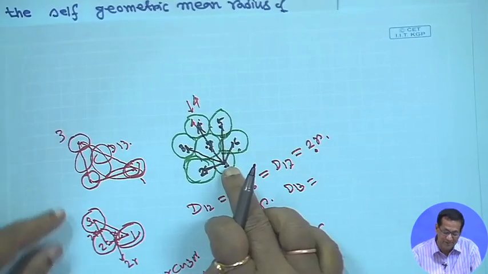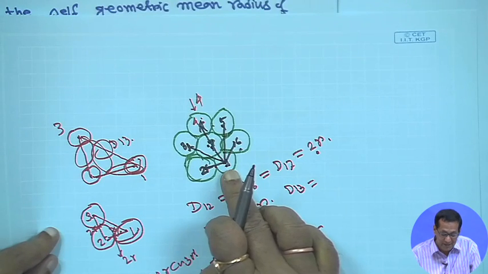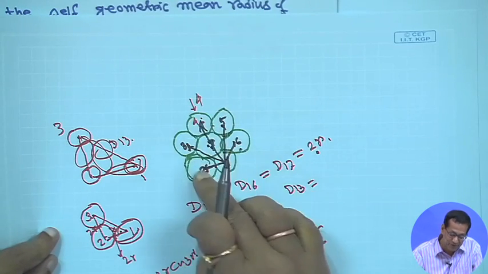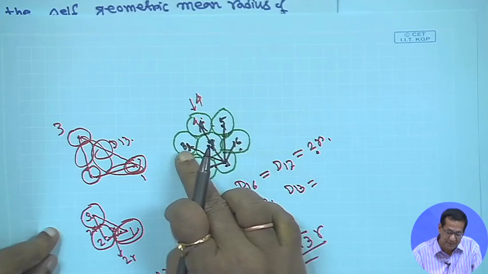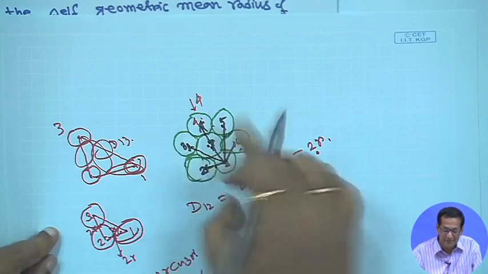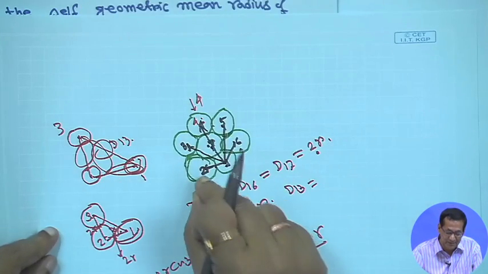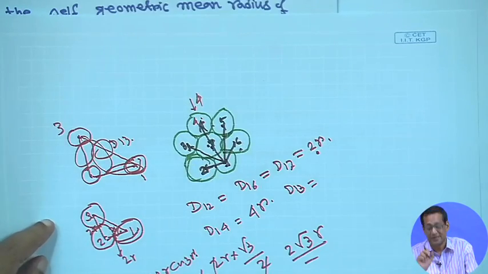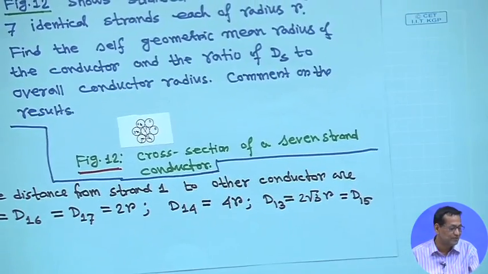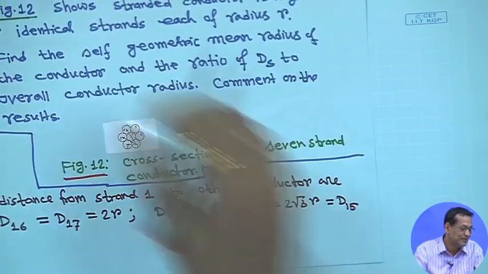Similarly, this is for when you are taking conductor 1. If you take conductor 2, then the meaning will be the same, that d24 is equal to d26. If you take this one, d35 is equal to d31, this way the things will be there. That means you have to consider every conductor separately, right. Therefore, you have to obtain your self GMD, right.